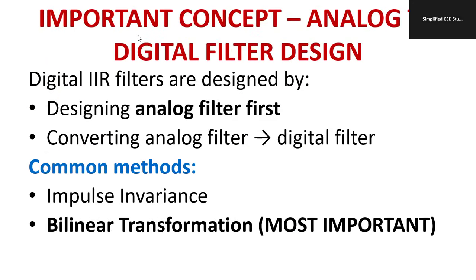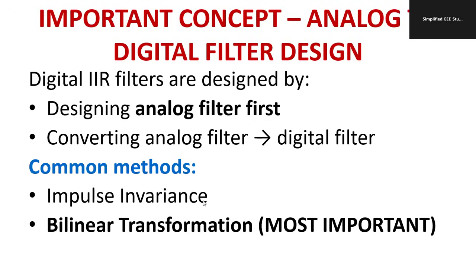Similarly, let us talk about the important concept of analog to digital filter design. Digital IIR filters are designed by the following. Number one, designing an analog filter first. Number two, converting the analog filter into a digital filter. These are the two steps involved in the design of a digital IIR filter. What are the two important steps for design of IIR filter? First, development of the analog filter. Second, converting the analog filter to a digital filter. These are the two important steps you must remember.